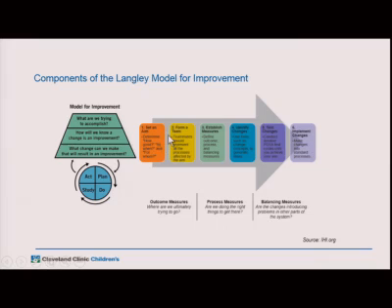The first step is to set an aim. And in order to achieve that, you would ask yourself, what are we trying to accomplish? The second step will be to establish your measures. And in order to accomplish that, you will ask yourself, how will we know a change is an improvement? And the third step is to identify your changes or interventions. And in order to achieve that, you'll ask yourself, what changes can we make that will result in an improvement?